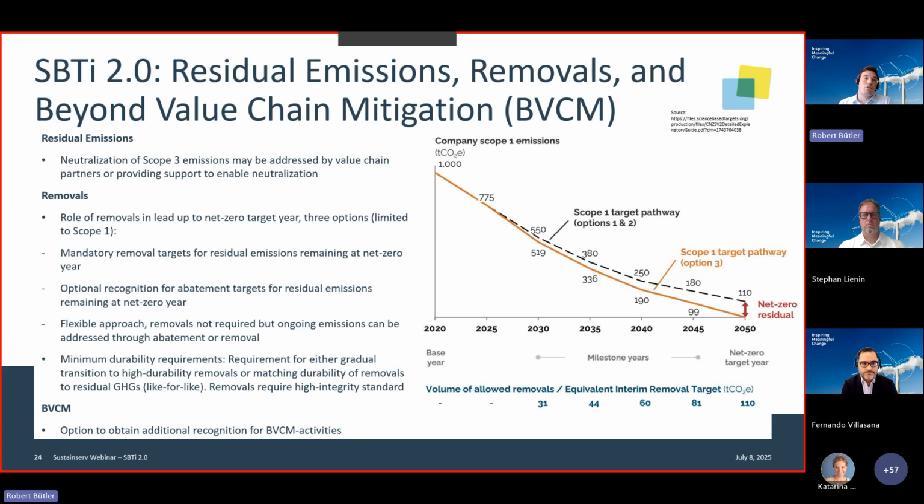And this brings us to the next point, the minimum durability requirements, meaning that there is a requirement for either a gradual transition over time to higher durability removals, meaning that you actually start with the first one available, but not at the time of the net zero target year, but rather prior, and then head towards higher durability removals, or the like-for-like approach where you have a matching of durability of removals to the residual greenhouse gas emissions. So for example, fossil fuel emissions need to be captured and long-term stored in a sense of carbon capture and storage. Beyond value chain mitigation is about claims, so carbon credits, financing, reforestation, for example, unrelated company activities are now proposed to be recognized.